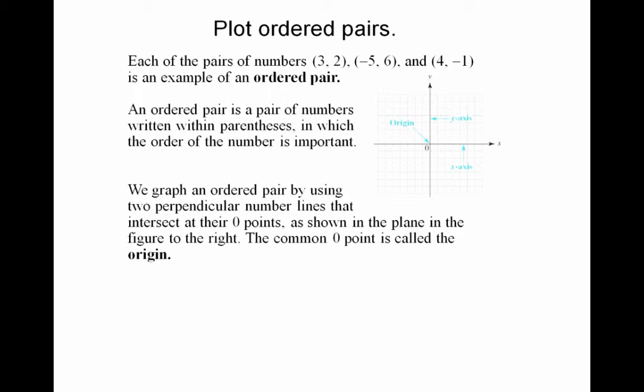Now we need to know how to plot the ordered pairs on this graph. Each of the pairs of numbers, like (3, 2), or (-5, 6), or (4, -1), are examples of ordered pairs, or points on the graph. This point here is known as the origin, (0, 0), and we're going to see how to locate the points.